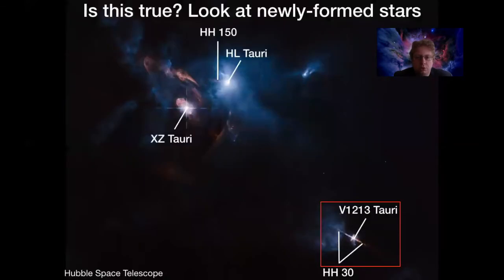So now I'm going to switch to an image from the Hubble Space Telescope of a handful of particularly interesting young stars. And the first one I want to focus on is this one down here, which is called V1213 Tauri, although astronomers usually shorten the Tauri to Tau. So now let's take a look even closer at V1213 Tau.